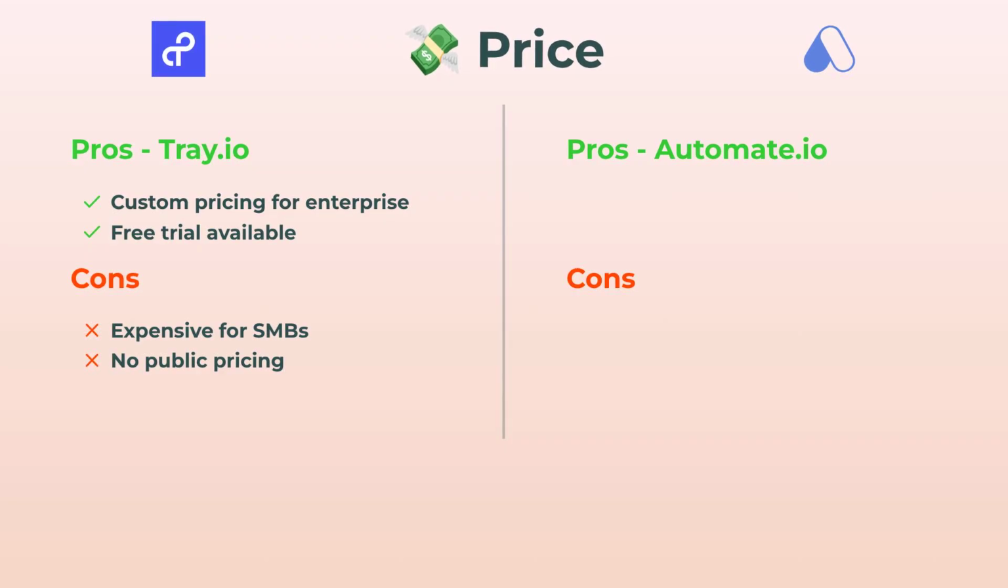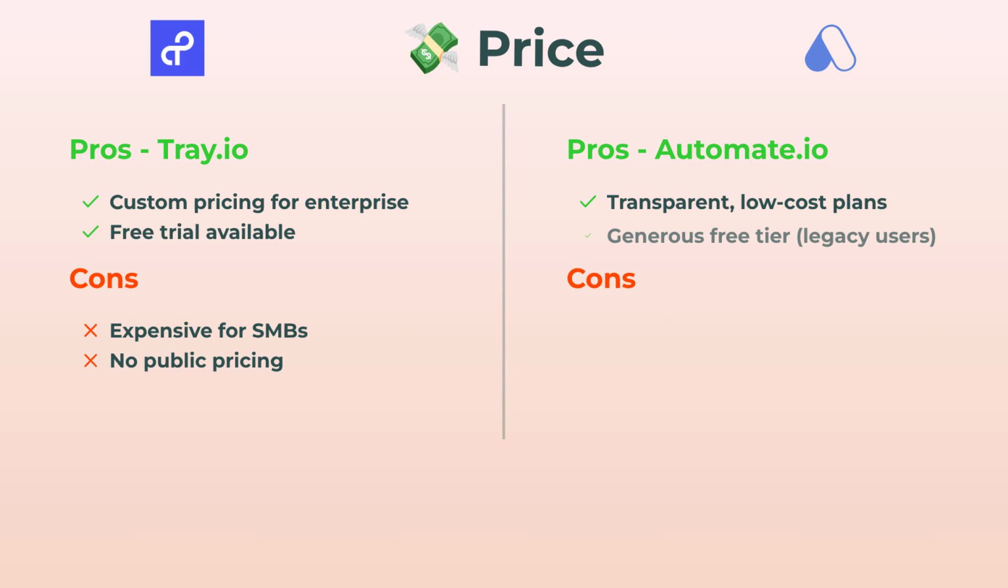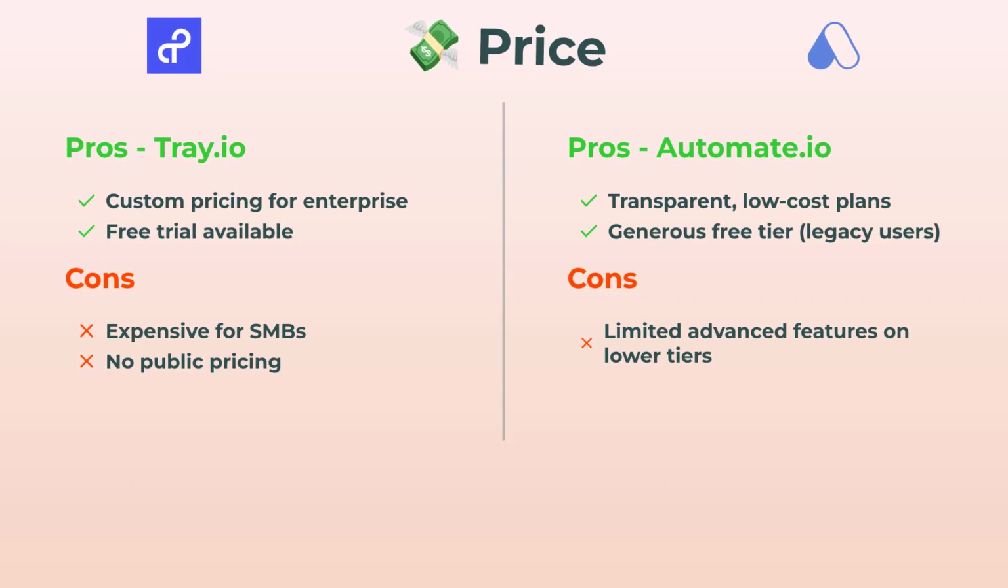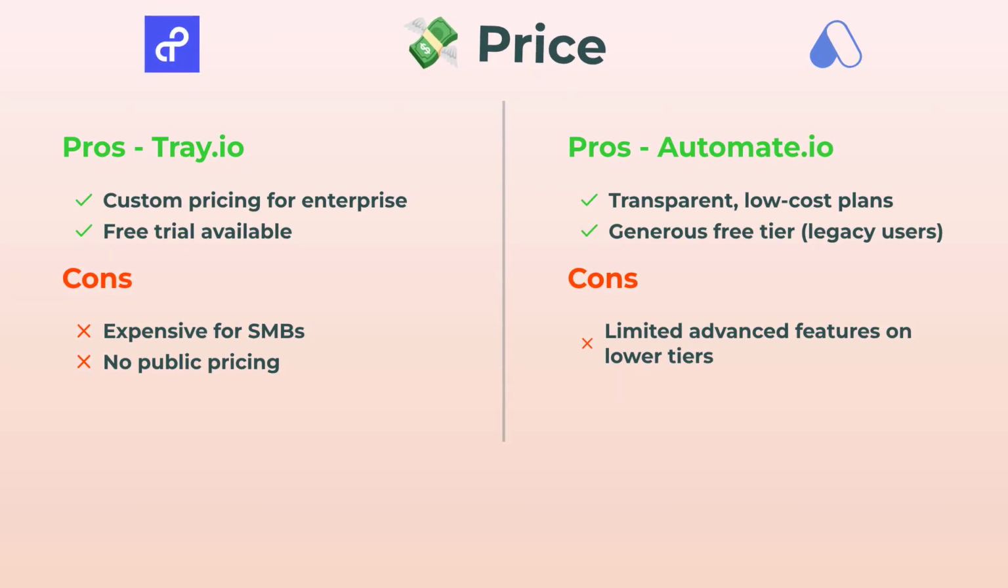Automate.io is way more upfront. Their transparent, affordable plans make it super approachable, especially if you're not rolling in VC money. Plus, the free tier, at least for legacy users, is super generous. Of course, that low cost means you might miss out on some fancy features. Still, on the wallet front, Automate.io just takes it.